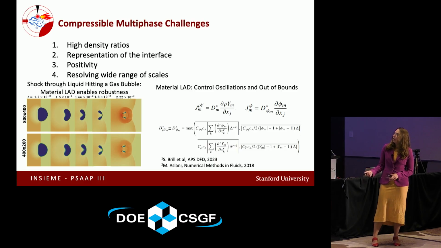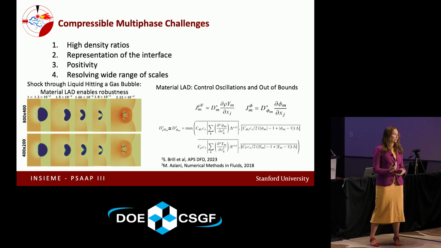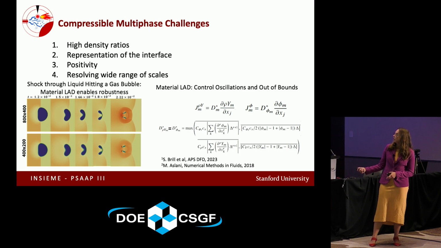Now, I'll talk about positivity. We have this material LAD in the mass and volume fraction equations, where it has sensors that detect two things. First off, we have high order derivatives of the volume fraction and mass fraction. And this acts to detect any sort of numerical oscillations. And then we have these terms here, which act to detect any sort of out of bounds value in the mass and volume fraction. And these terms greatly limit the out of bounds values present in the code.